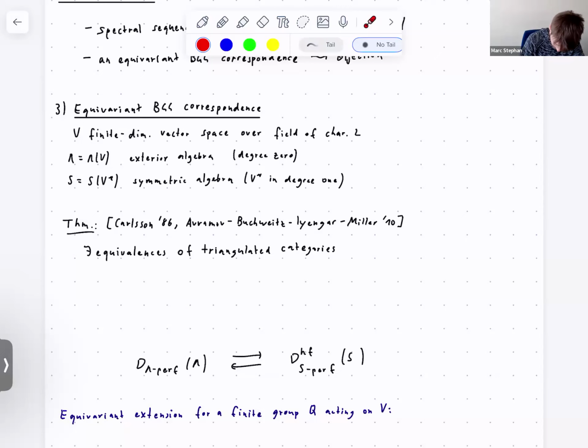So how does this work? We fix a finite dimensional vector space V over a field of characteristic 2. We look at the exterior algebra. We don't grade it, or if you want to look at it as a BGG algebra, you can put it in degree 0. And then we take the symmetric algebra on the dual vector space, but this will have a grading, namely the dual vector space is in degree 1. And we consider this as a DG algebra with 0 differential.